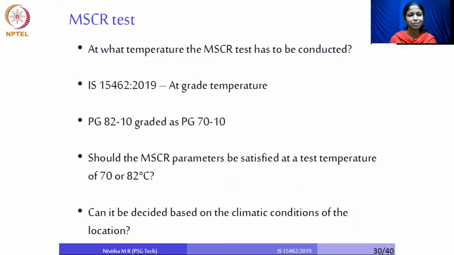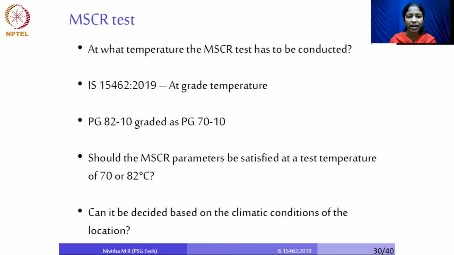Okay, another aspect which is related to the MSCR test, in concurrence with what we have been discussing before. The issue here is, at what temperature should the MSCR test be conducted? IS 15462-2019 says the MSCR test has to be carried out at the at-grade temperature. So if I have a 70-10, I do the MSCR test at 70. If I have an 82-10, I do the MSCR test at 82, right?